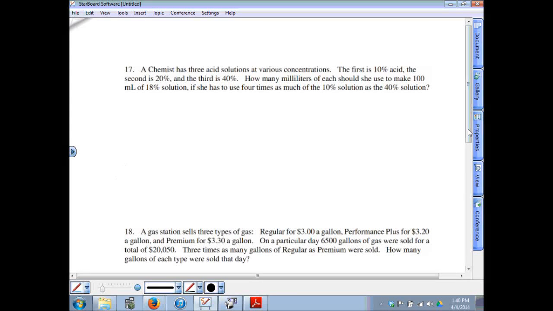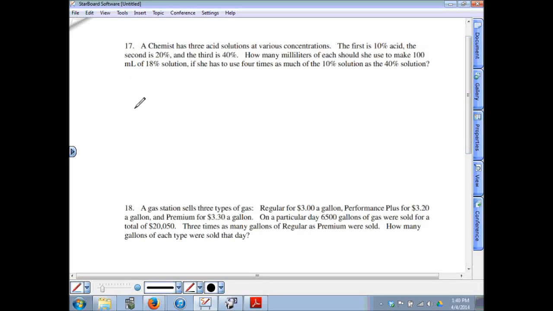Okay, 17 and 18, both of these come from section 6.3. Right here, a chemist has 3 acid solutions.